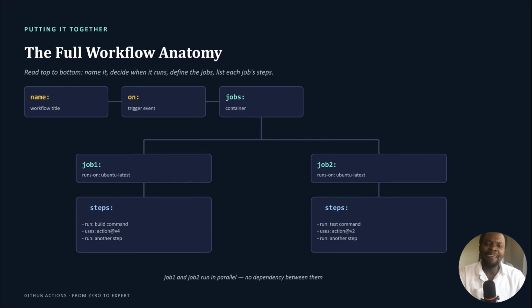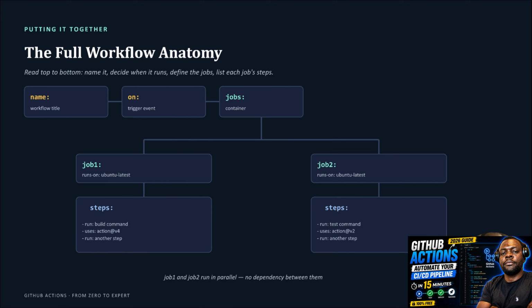Now, let's put everything together. A basic workflow looks like this: name, then on, then jobs on the same indentation. Then, on the next line, we have the first job. We define the runs-on option and the steps. After that, we have the second job. We define the runs-on and the steps.